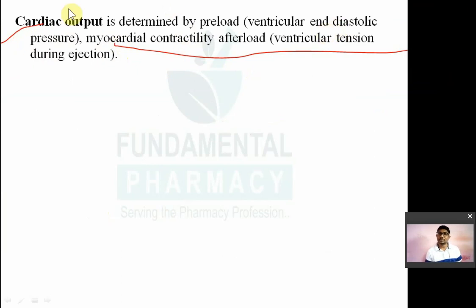So whatever venous blood is there in the ventricles, whatever venous blood is there in the left ventricle, that is known as preload. Okay, and what is myocardial contractility? It is the ability of the myocardium to contract, to pump the blood from the heart. Then afterload means what? It is nothing but the resistance offered by arteries.